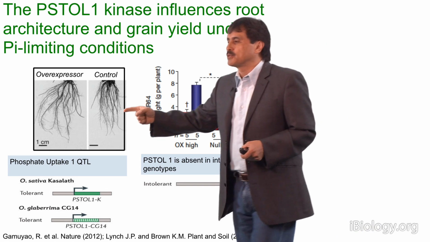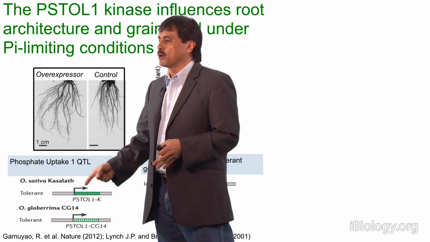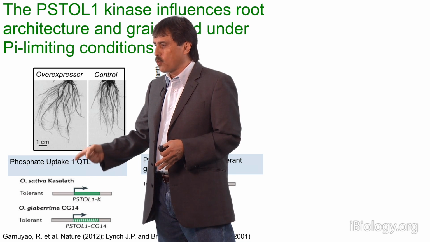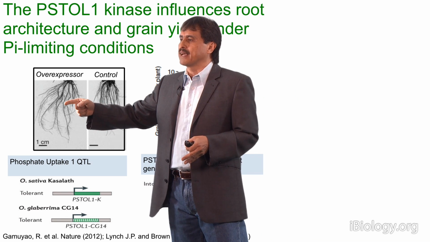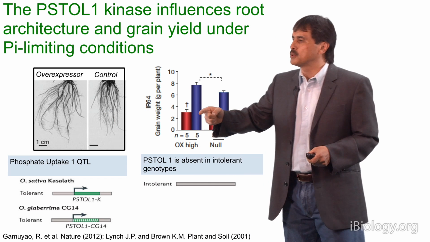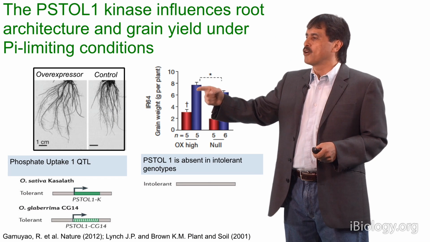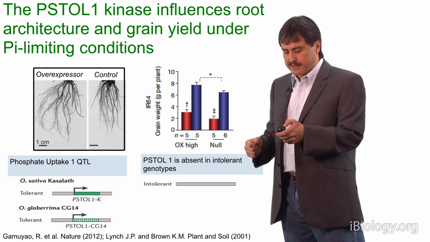And the demonstration that this is the case is that if you express these genes from the wild rices into cultivated rices, you alter root architecture, making a highly branched root architecture, and you produce more grain under low phosphate than the original genotype.